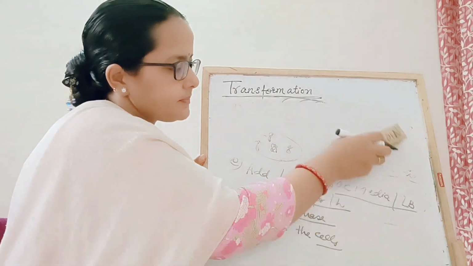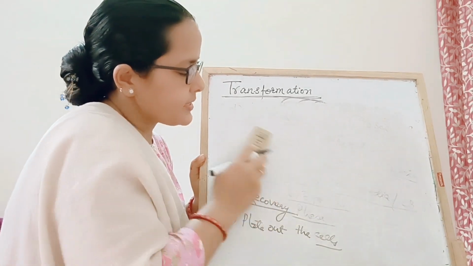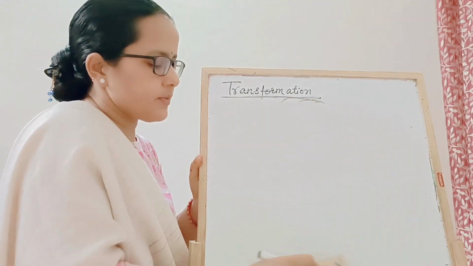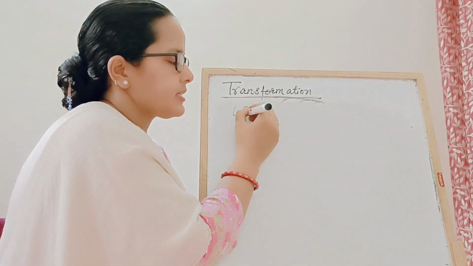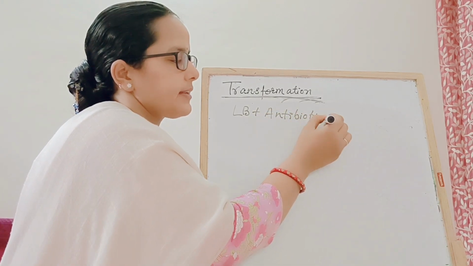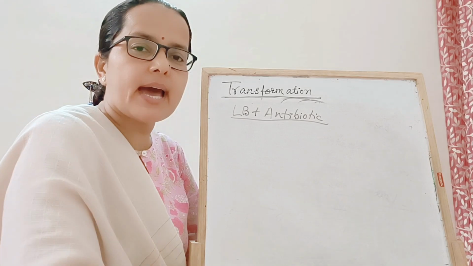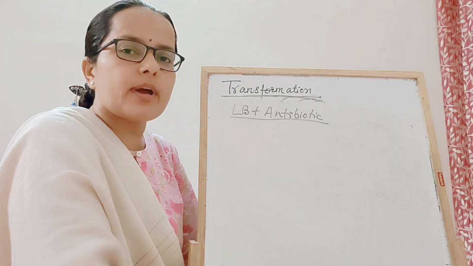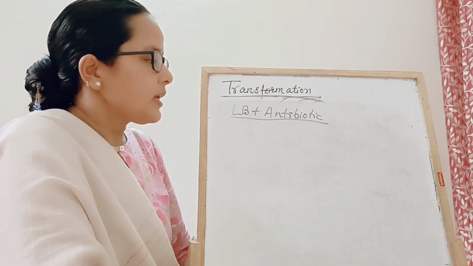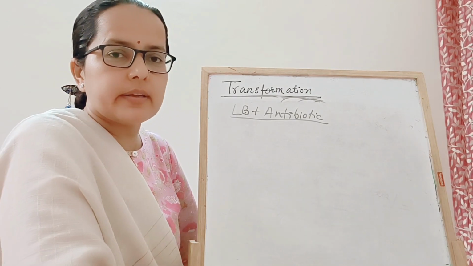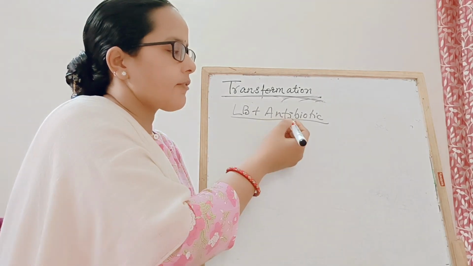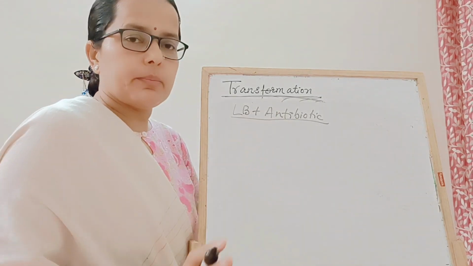And for plating, you should use LB plates. You have to use LB plates plus the appropriate antibiotic. Suppose your plasmid has an ampicillin resistance gene, then you have to add ampicillin. If it is kanamycin, you have to add kanamycin, like that. So you have to see which antibiotic resistance gene the plasmid has. According to the gene, you have to add your antibiotic to the LB plate.